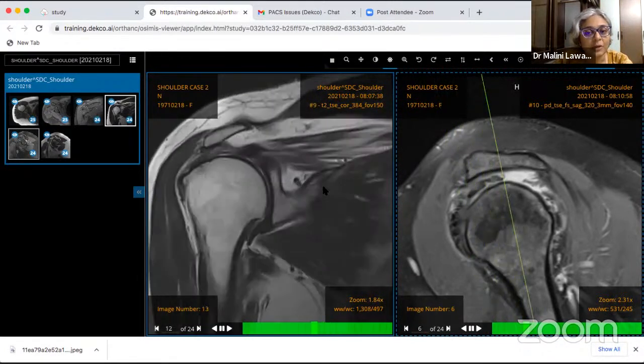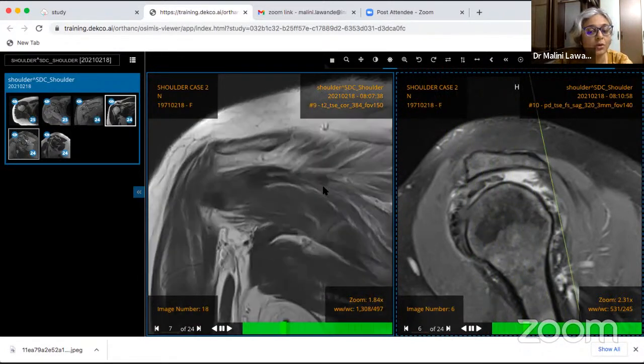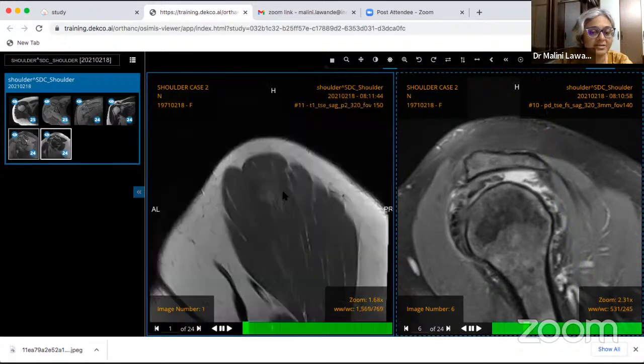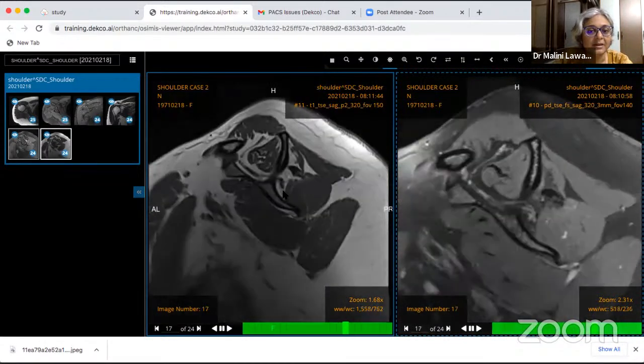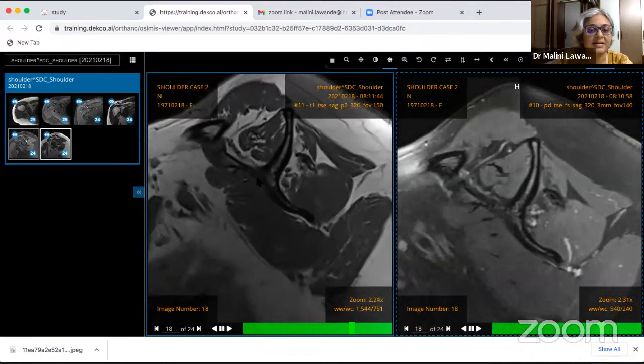Muscle atrophy, let's look at the muscle atrophy now. The muscles don't look right. Can you see here? This is normal teres minor. Infraspinatus shows moderate atrophy. Let's look at the sagittal images for better. And yes, this is clear here.